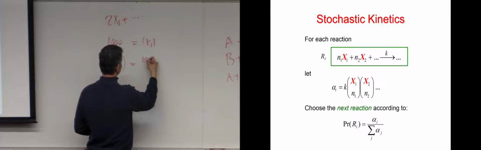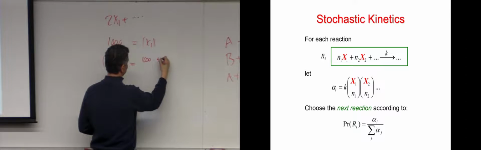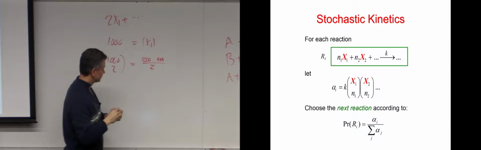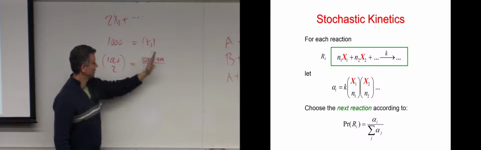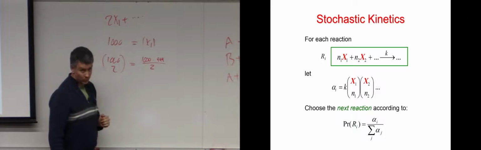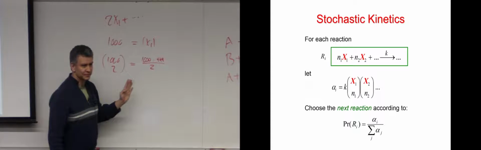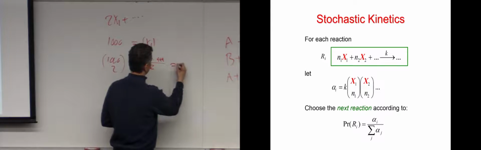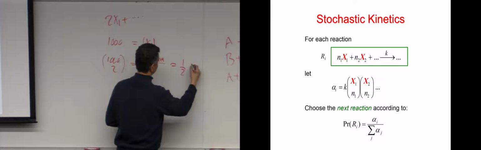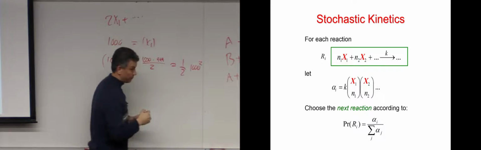So it's going to be 1,000 times 999 divided by 2, right? So it's going to be 1/2 times 1,000 times 1,000 minus 1. Did I get that wrong? Okay, I saw some concern. But this is roughly equal to 1/2 times 1,000 squared.